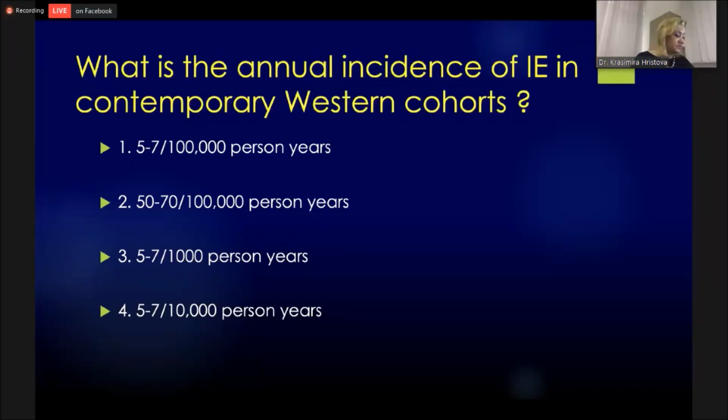Actually, this is a very old inflammatory disease, first mentioned by Professor Osler in 1885. It is an inflammation generally located on the flow side of the valves, or located on the damaged endocardial area of the heart.